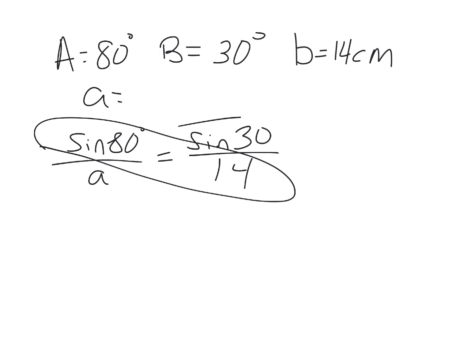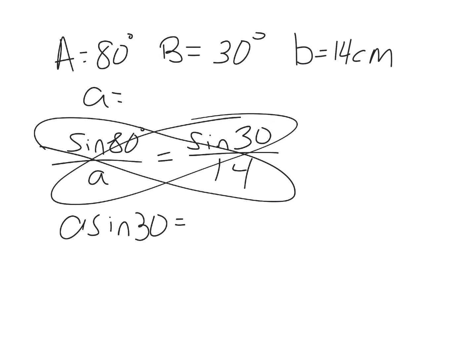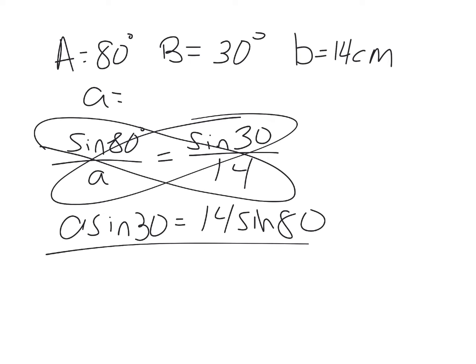It's an equal sign, so we cross multiply. So it'll be a sine 30 equals 14 sine 80. Divide by sine 30, and then put that in your calculator. Make sure that you're in degree mode, folks, just a friendly reminder, and you'll get a is equal to 27.6 degrees.